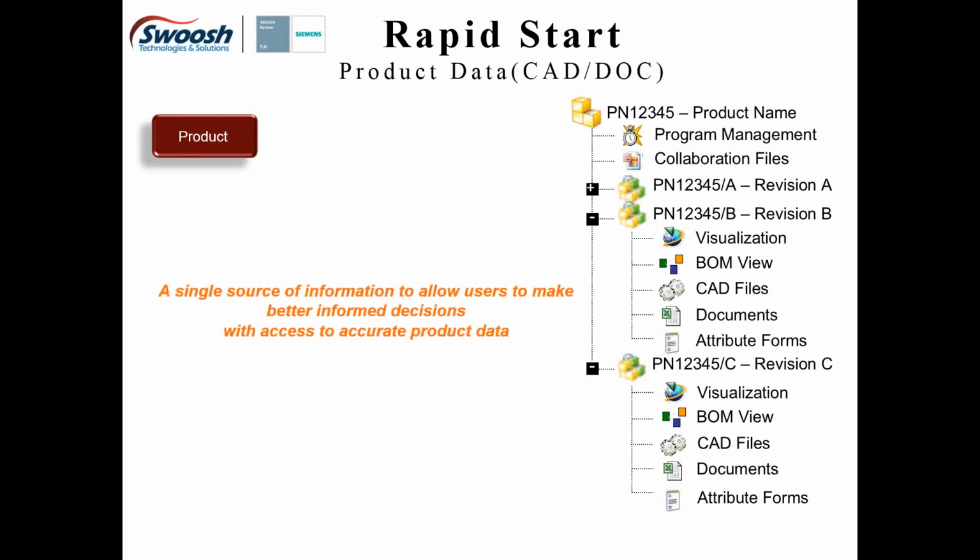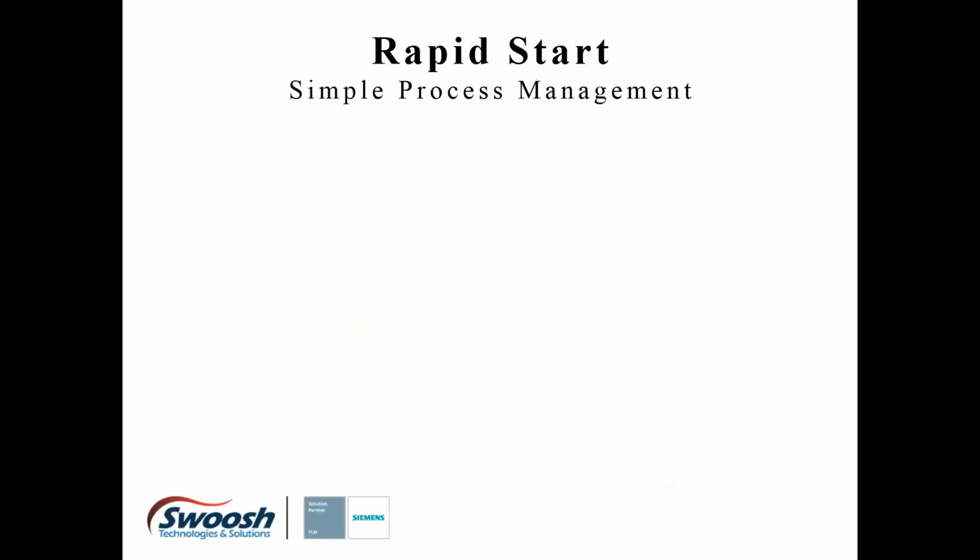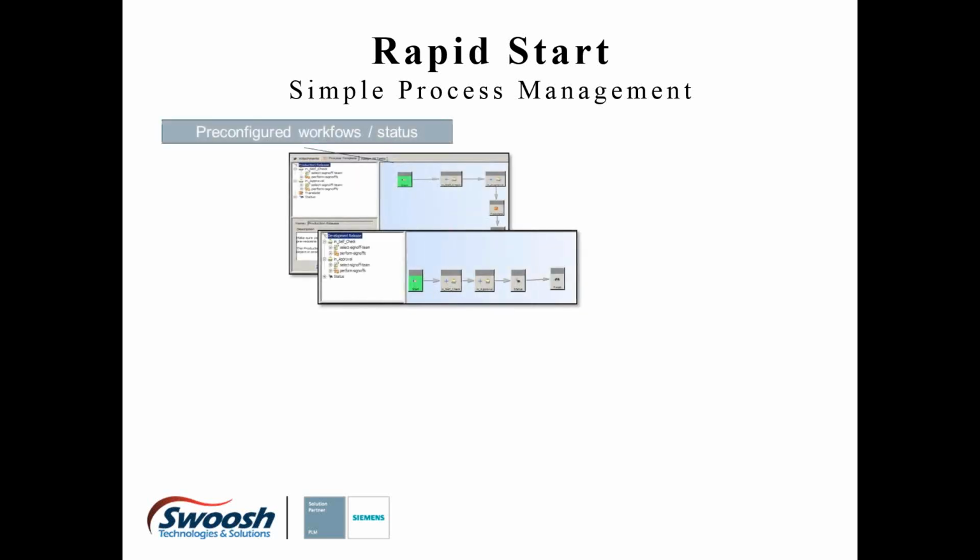Again, single source of information to allow all the users to make better informed decisions because everything's in one location. Everybody's working off the same page. Great communication. What's also on the tail end of it, so the third block that was sitting up at the very beginning of this, was your process management. Now, process management consists of your workflows, and Teamcenter Rapid Start comes with some pre-configured workflows, so you don't have to figure these out.